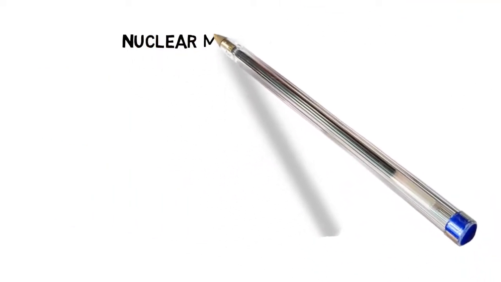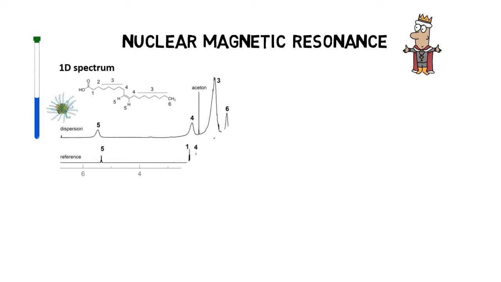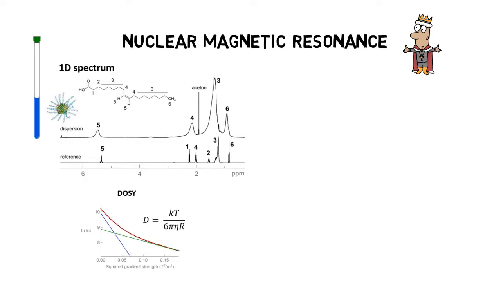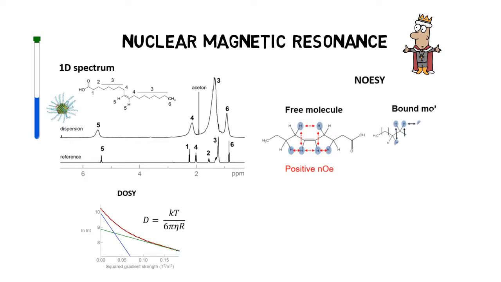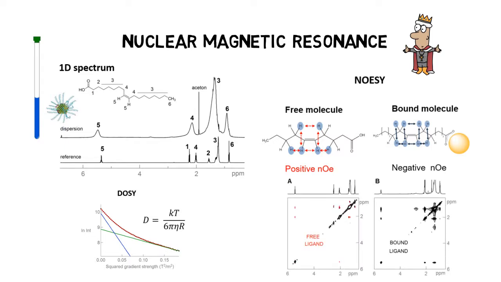But the most versatile technique, in my opinion, to analyze nanocrystal surfaces is nuclear magnetic resonance. In this technique, a strong magnetic field is applied and allows us to extract information about molecules and their structure. More importantly, the different possible experiments allow us to distinguish molecules that are bound to the nanocrystal surface from those that are not.